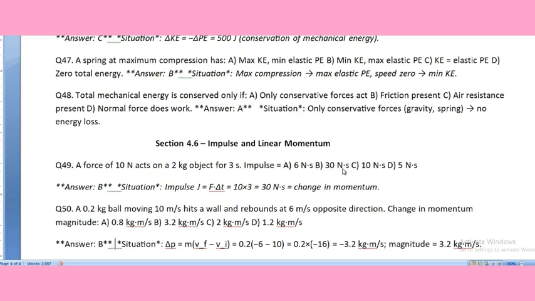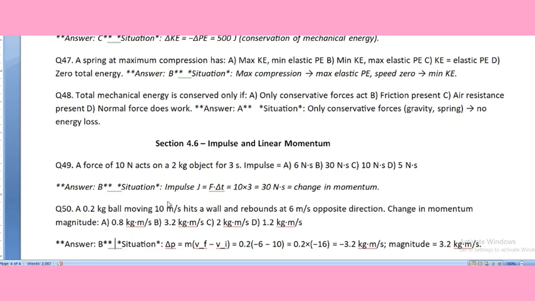Impulse is equal to dash. Choice A, 6 Newton times second. Choice B, 30 Newton times second. Choice C, 10 Newton times second. Choice D, 5 Newton times second. As we discussed in the class, impulse is simply the product of force times change in time. According to the given, force is equal to 10 Newtons and time is 3 seconds. So the product of 10 Newtons times 3 seconds is equal to 30 Newton times second, which is the change in momentum.